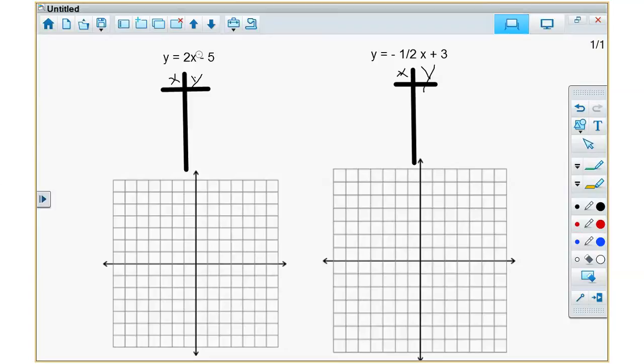Now, what are the four numbers I'm going to pick for this one? -2, -1, 0, 1 and 2.